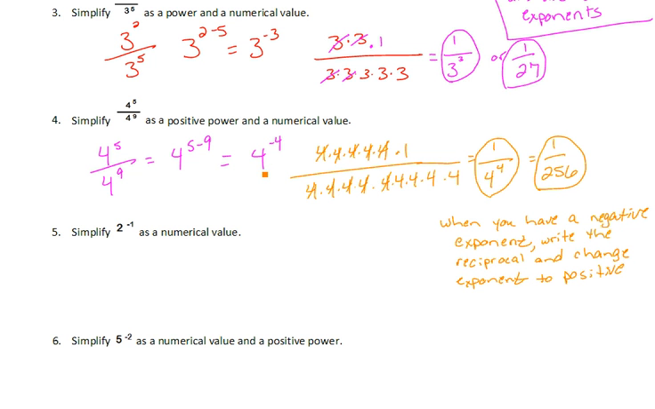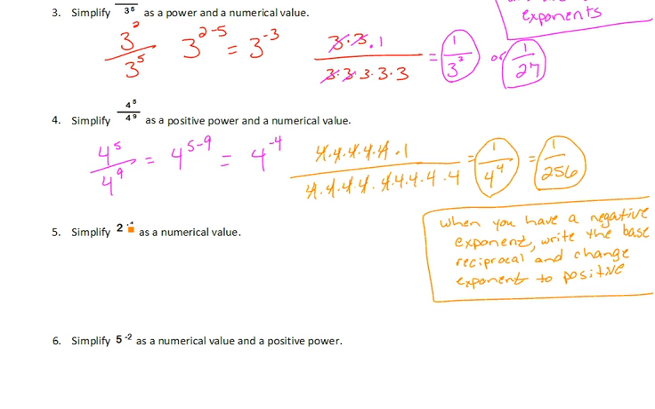Okay, is that what we did right here? 4 to the negative 4th. We wrote the reciprocal of that, of 1 over 4, and then we changed the exponent as a positive. Write the base reciprocal and change the exponent to a positive. So with that rule in mind, let's go ahead and look at this next one.